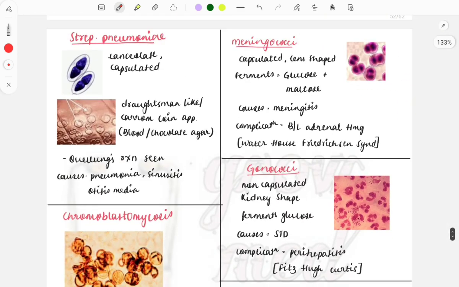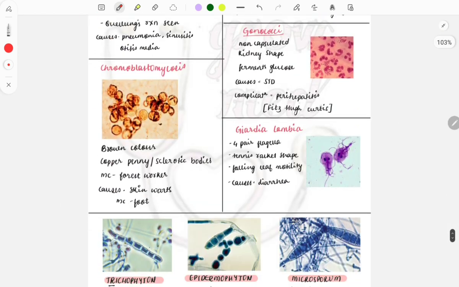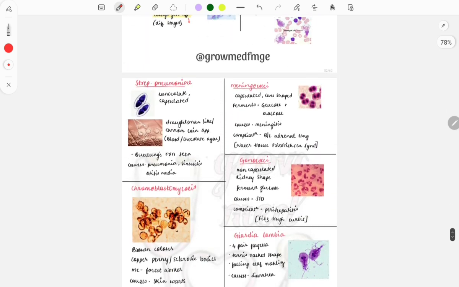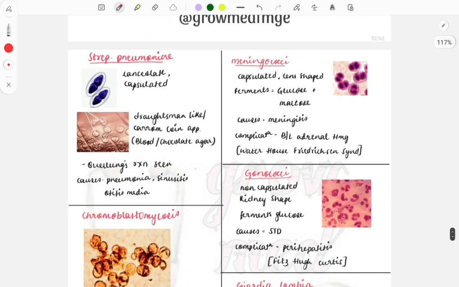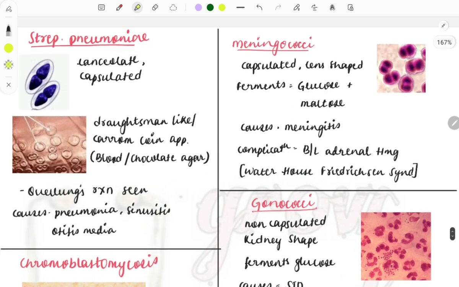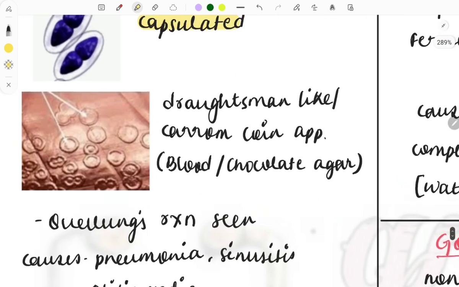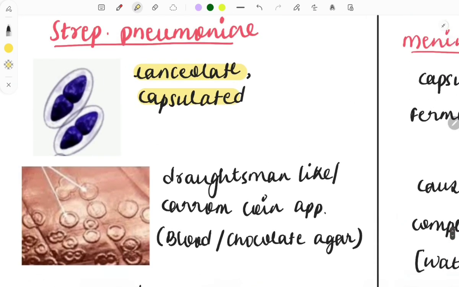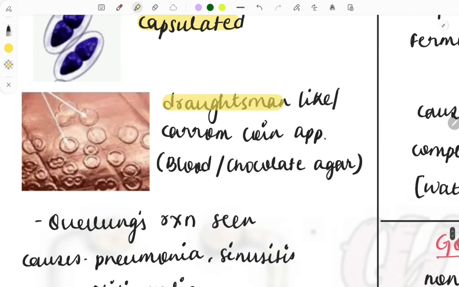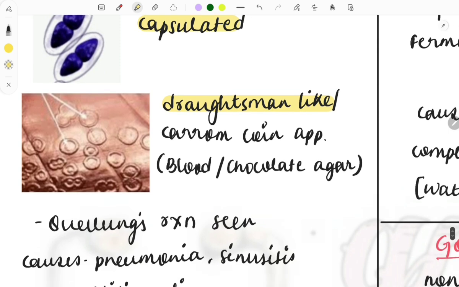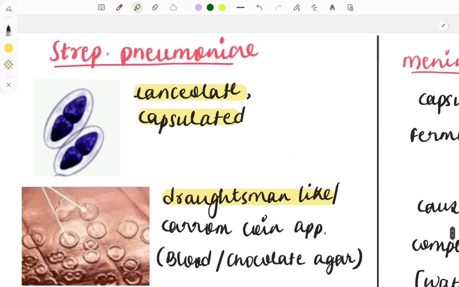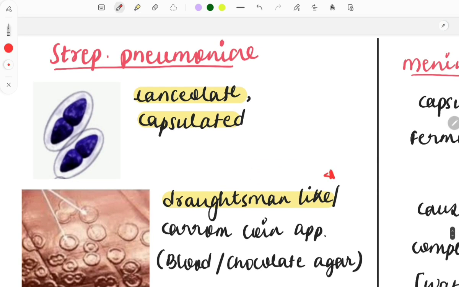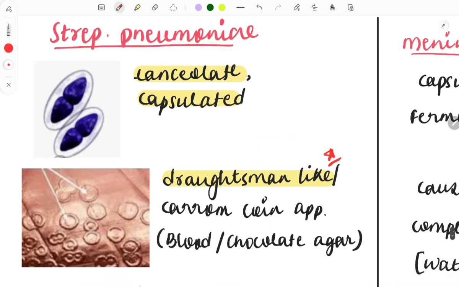Then from microbiology, these are the important organisms which you must remember, and also the important related things, like in Streptococcus pneumoniae. Questions are asked like: it is lancet shaped, it is capsulated, this is the organism, how it looks, and an image-based question can be asked. A famous question asked from pneumonia is the draughtsman or carrom coin colony appearance on blood or chocolate agar. This is particularly seen with Streptococcus pneumoniae.